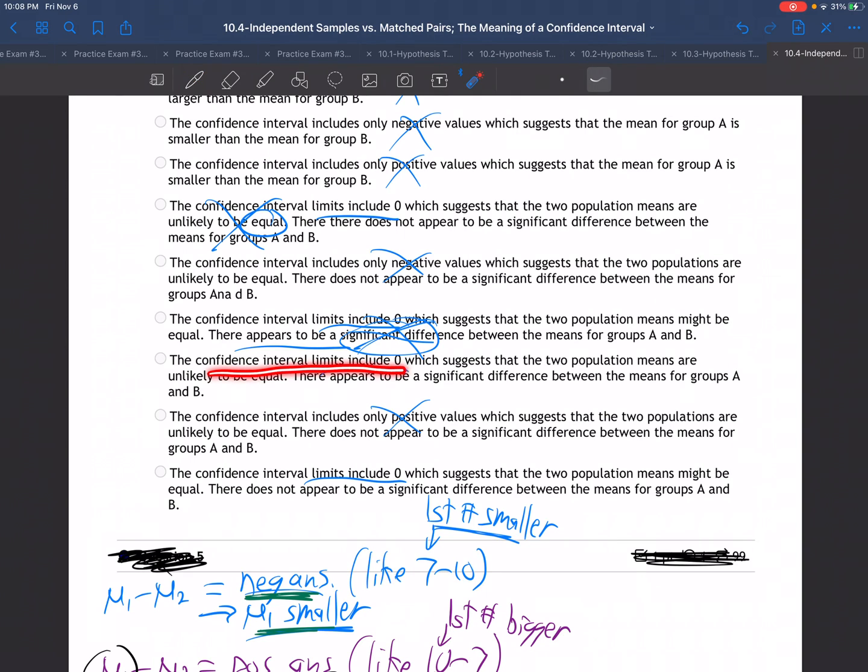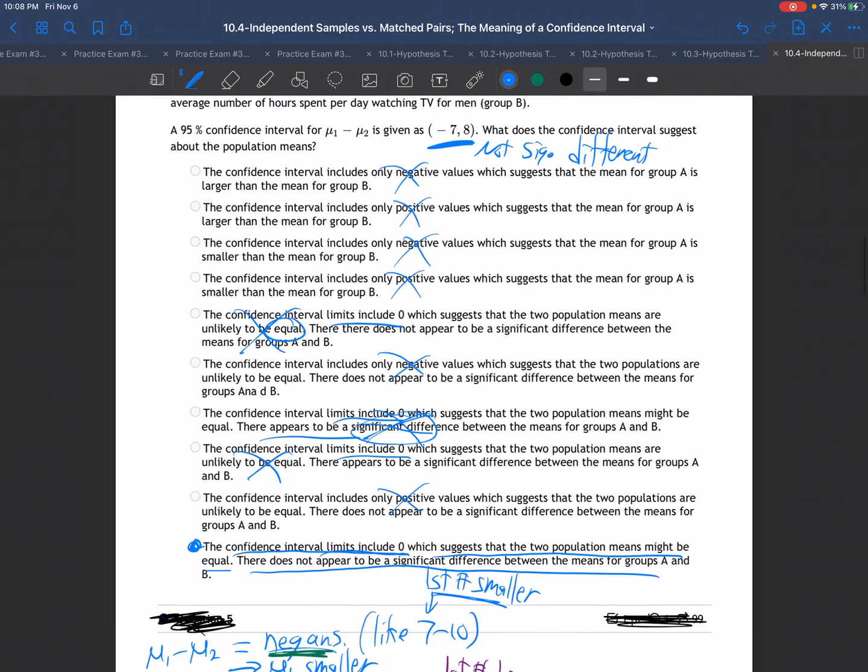The confidence interval includes 0, which says the two populations are unlikely to be equal. No, they could be equal. We've only got one option left. It better be this guy. Confidence interval includes 0, which suggests that the two means might be equal. Yeah, they might be equal. There does not appear to be a significant difference. Yes, between groups A and B. There it is. Do you understand how that's right and all the rest of them have wrong and crazy words?